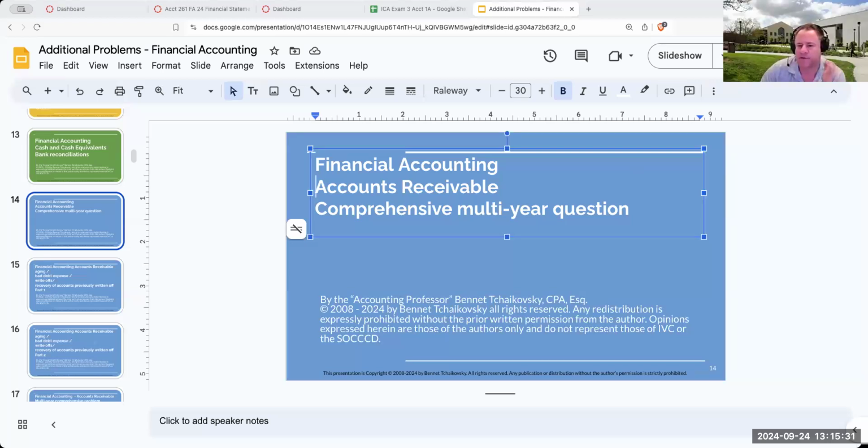Right over here, what we're going to be going through is doing a comprehensive multi-year accounts receivable question. This will hopefully help us cement everything we've been learning about accounts receivable.